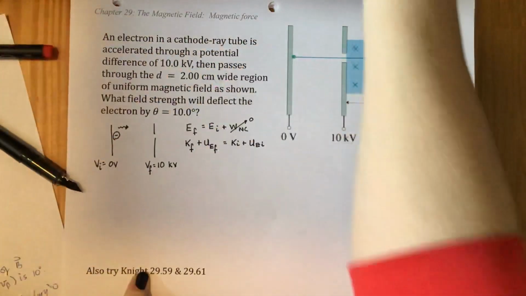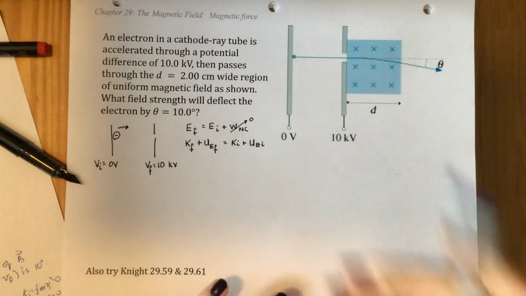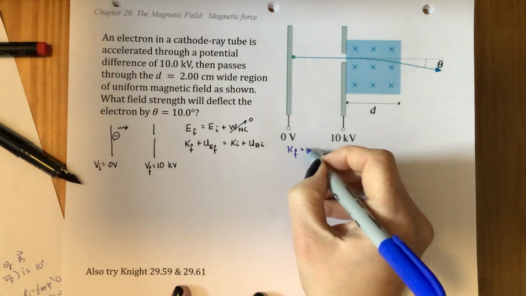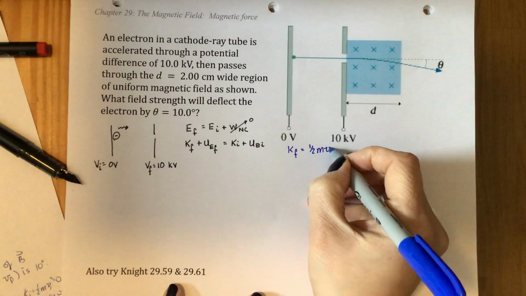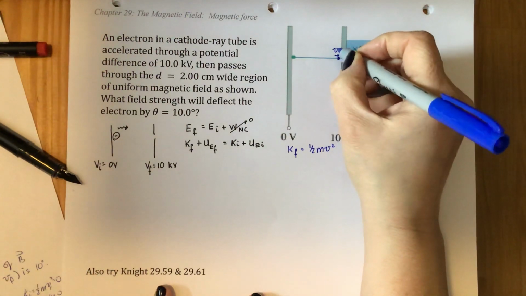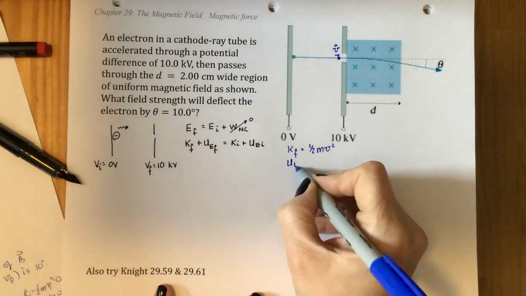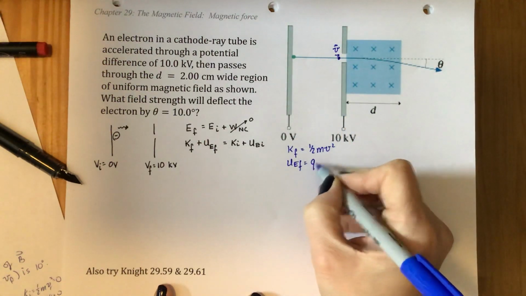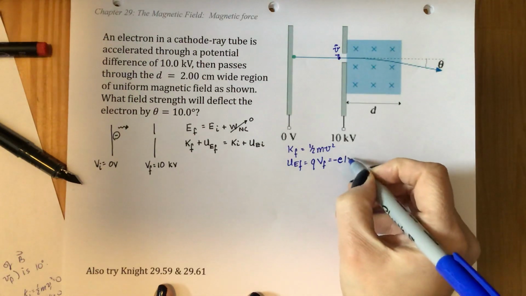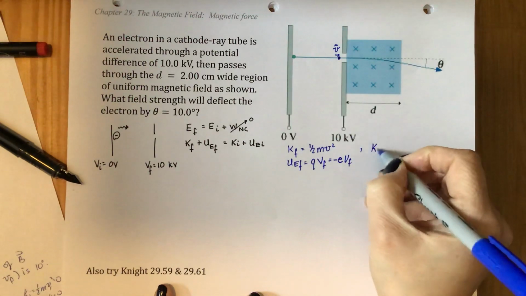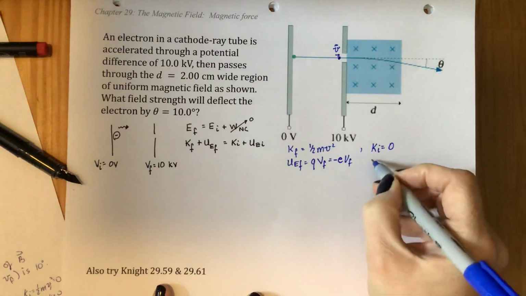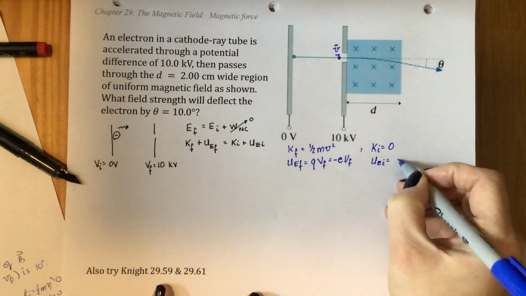Final kinetic energy, K_f equals 1/2 times m times v squared. That's going to be the speed when it's right here. U_E,f equals charge times final potential. This is an electron, so the charge is minus the fundamental charge. K initial is, it's released from rest, so it's 0. U_E initial is charge times initial potential, so also 0.